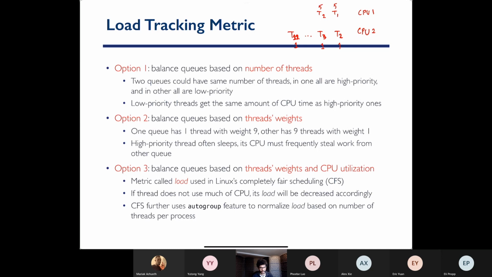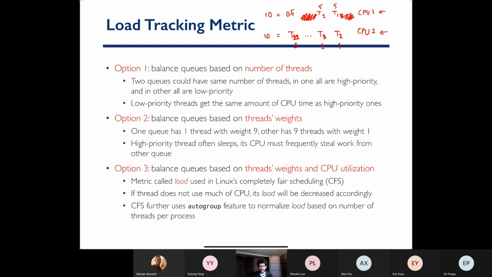So if I just go with the sum of weights, this system is load balanced, because the sum of weights on this is 10, and the sum of weights on this is 10. Now let's assume that T1 and T2 utilize the CPU only 50%. To make the calculation easier, let's say the two of them together utilize the CPU for 50%. So let's say this CPU is idle 50% of the time.